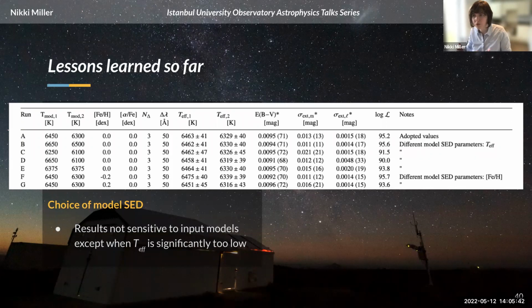When you're significantly too far off, so when we use the initial temperatures from the Bratislava paper for this CPD system, those were 500 Kelvin too cool. And when you're that far off, it starts to get a bit tricky. But as long as you're within 200 Kelvin, the code will still find you the right answer.